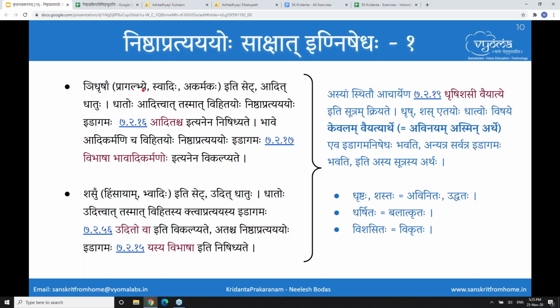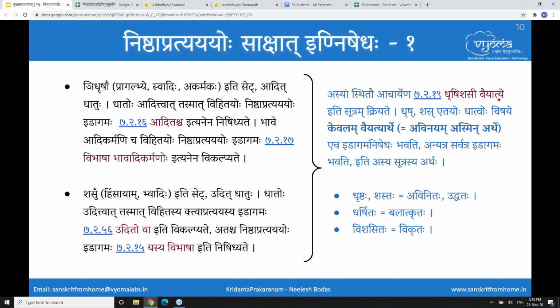So to apply a force, or say to pressurize somebody. That is also a sense in which the drusha dhatu is used. Now, for those particular meanings, we do not want the idagama nishedha. That is, we want the idagama. Therefore, this particular sutra says drusha dhatu tatha cha shasa dhatu kevalam vayyatyam asmin arthe prayujyate chedeva tasmat vihitasya nishtha pratyasya idagama nishidhyate. So dhrushi shasi vayyatye vayyatyasya vishaye ityarthah.